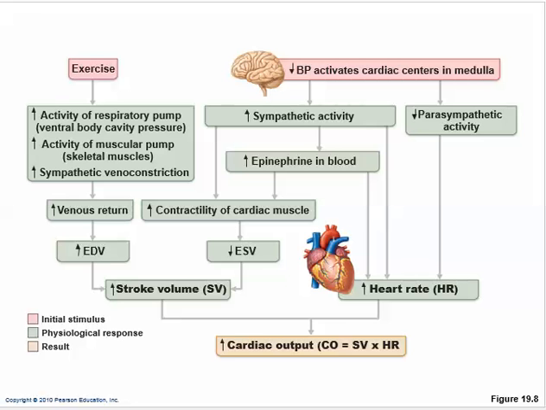The epinephrine from that increases contractility, and it increases heart rate. Increased heart rate, hormonally with epinephrine or sympathetically by nerves, increases cardiac output. Decreased parasympathetic activity increases heart rate, which increases cardiac output. All of these things end up meaning higher blood pressure.